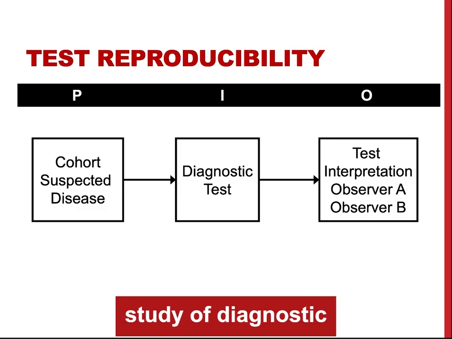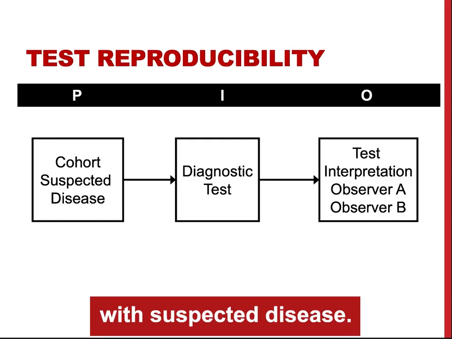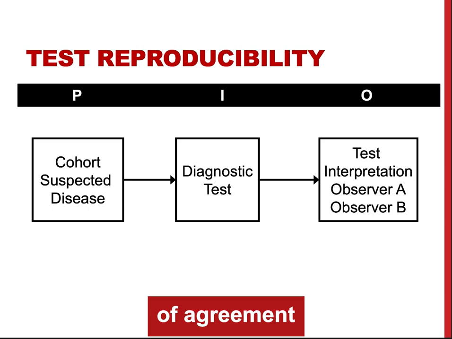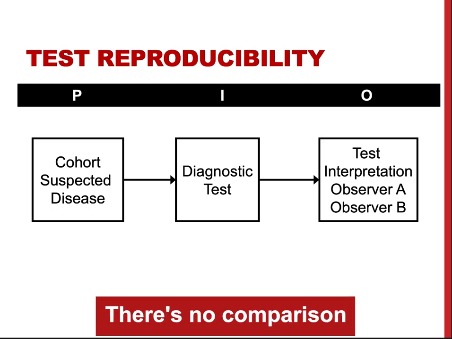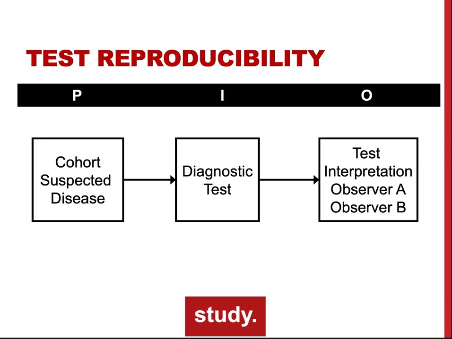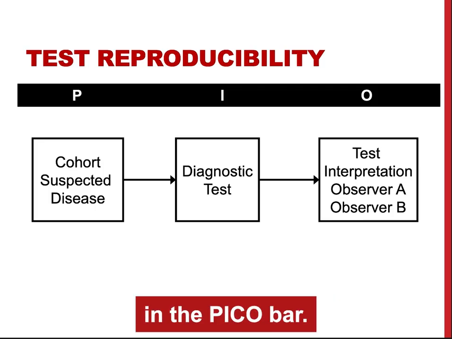This is a diagram of a study of diagnostic test reproducibility. A diagnostic test is applied to a cohort of patients with suspected disease. Observers individually interpret the diagnostic test, and their level of agreement is assessed. There is no comparison of the test to a reference standard in a diagnostic test reproducibility study. Notice the absence of the C in the PICO bar.